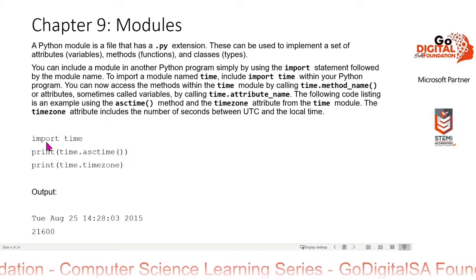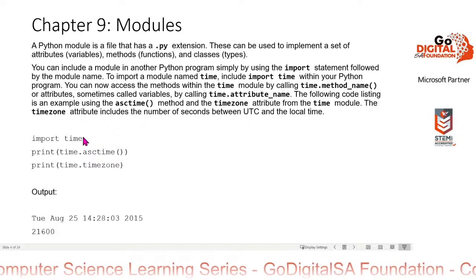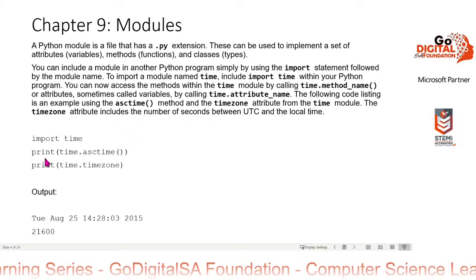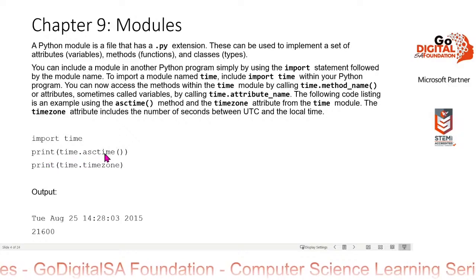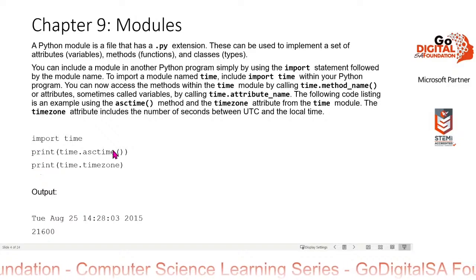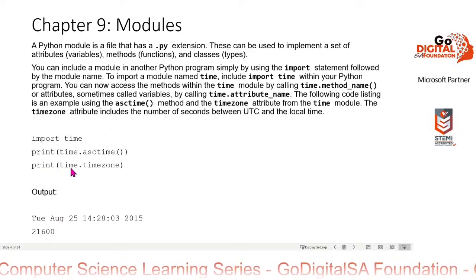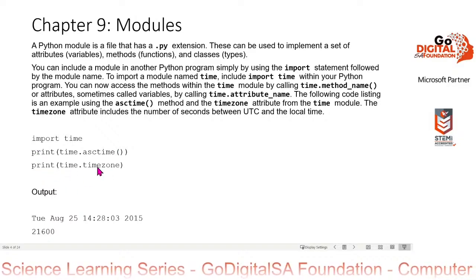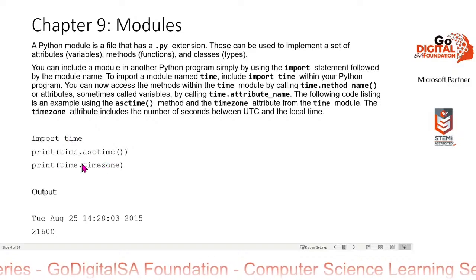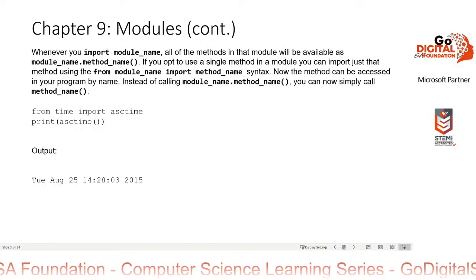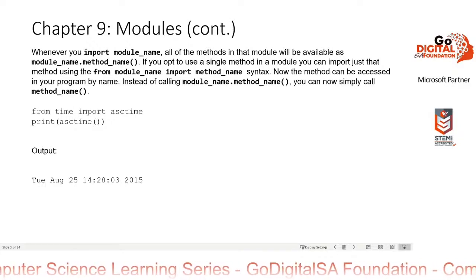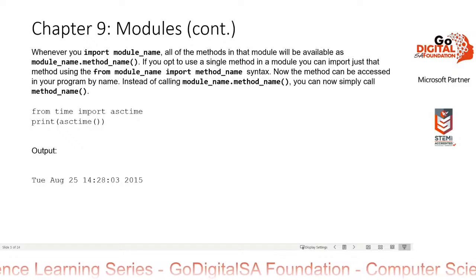Okay, so we say import time. That will import the time.py module into this program. If we then print time.asctime, it will use that method in the time module and print the value. And if we say print time.timezone, it will use this attribute from the time module and print the value. Whenever you import module name, all of the methods in that module will be available as module name.methodName.